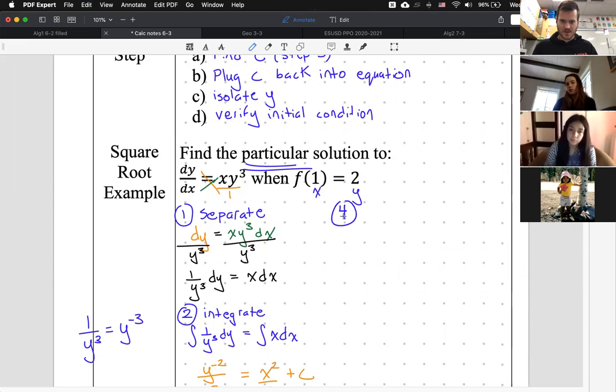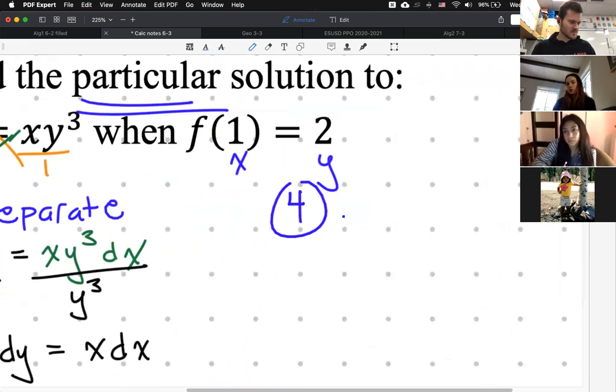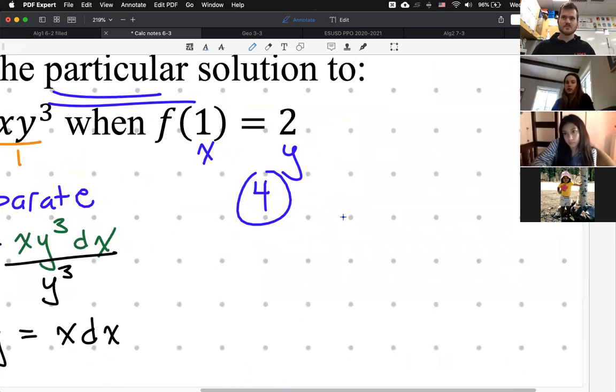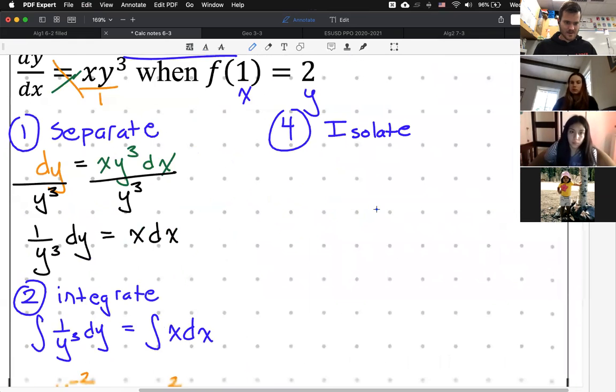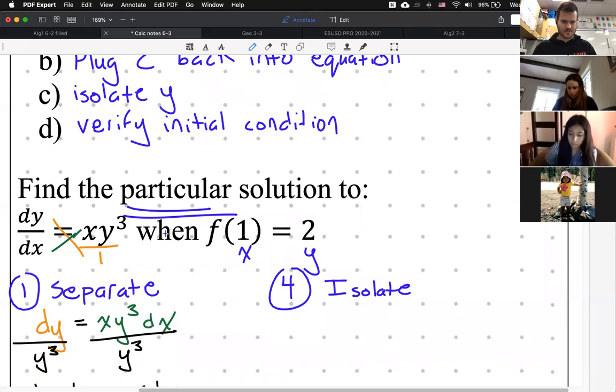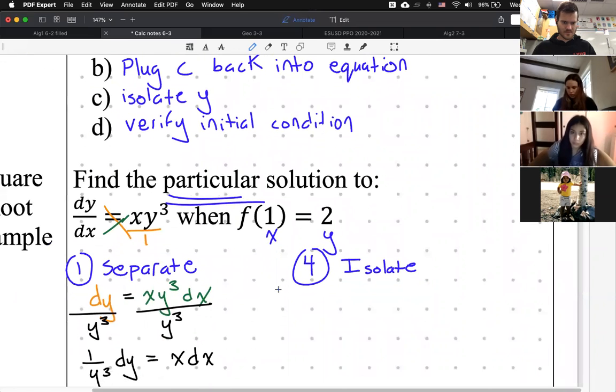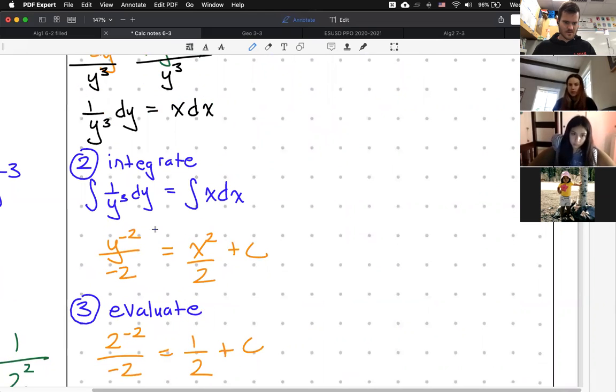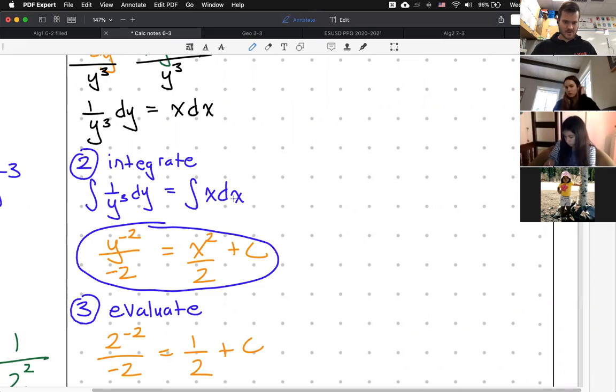What is step number 4, Fiona? Isolate. It is indeed isolate. And lucky us, we're basically there. What do we have to do? We found c, check. We need to plug c back into the equation and then isolate for y. So can you do these 2 steps for us, Fiona? Do I plug it in where we plugged in y and x, or where it's still y and x? Yeah, where it's still y and x. So we'll go back to Andrea's equation.